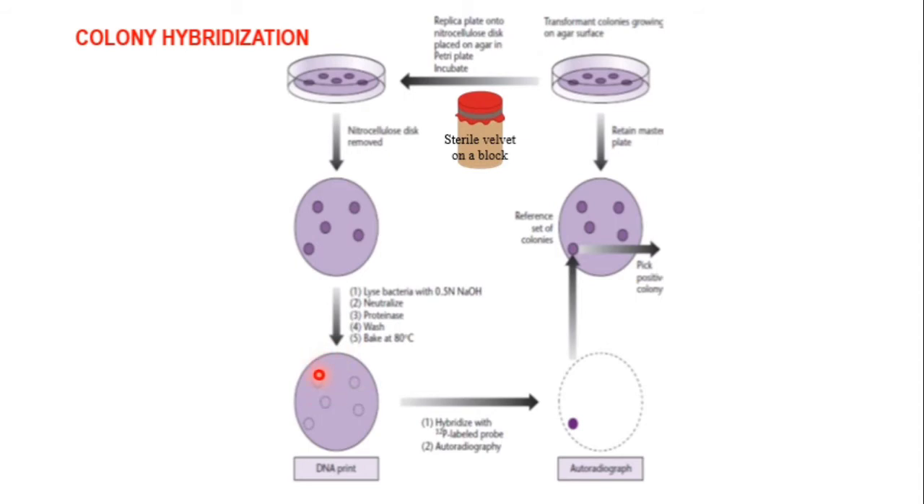Okay, this is only DNA, and this is the DNA print of these bacterial colonies. To this nitrocellulose membrane we'll add a radiolabeled probe. That radiolabeled probe will be highly specific to our target DNA.